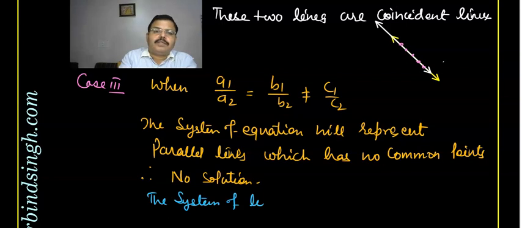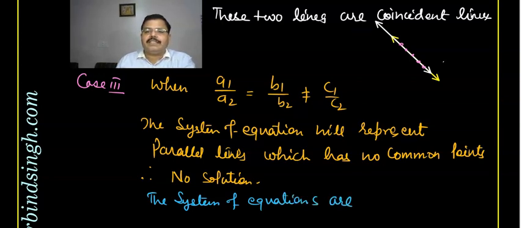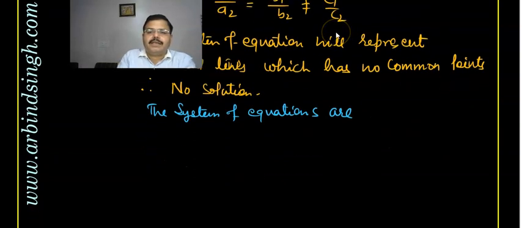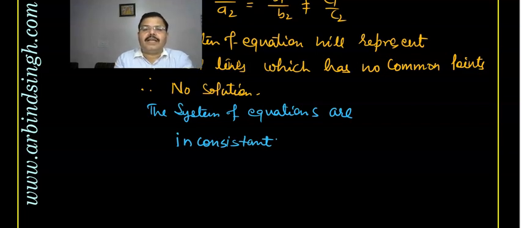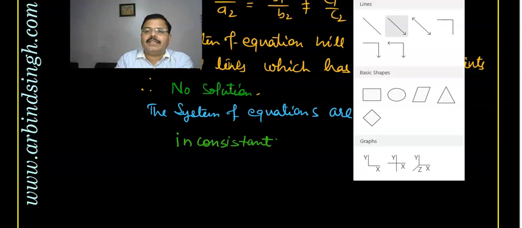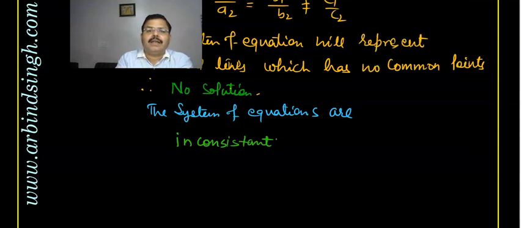System of equations are inconsistent. Not consistent, but there is another term called inconsistent. Inconsistent means which do not have existence. So a system of equations that is inconsistent has no solutions, right? An inconsistent equation has no solutions. I hope you got it.